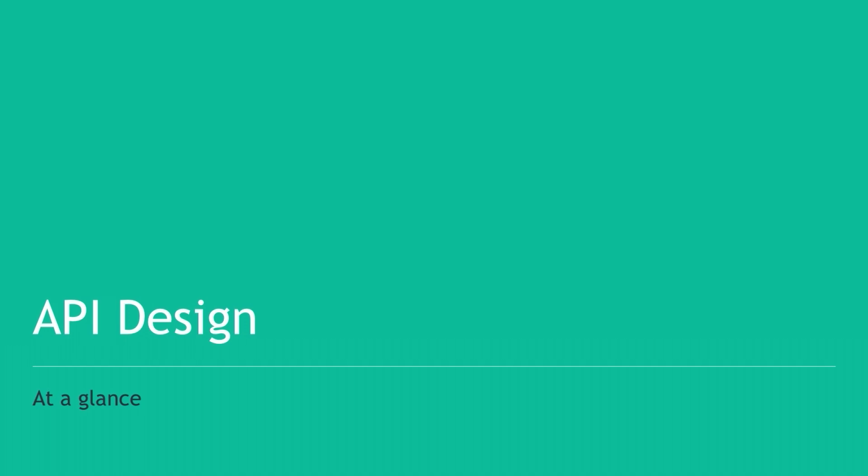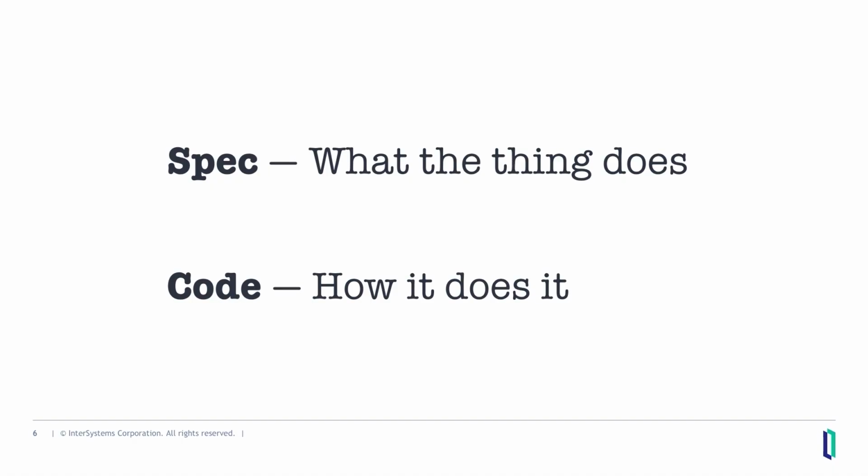And what I arrived at was this. There are two fundamental building blocks to the design of any API. Some things are spec. They describe what the thing does. And some things are code, the implementation of that design, how it does it. The relationship between these two pieces, and in fact the order in which they're created as you go through your development process, is kind of the crux of everything that I'm going to talk about.